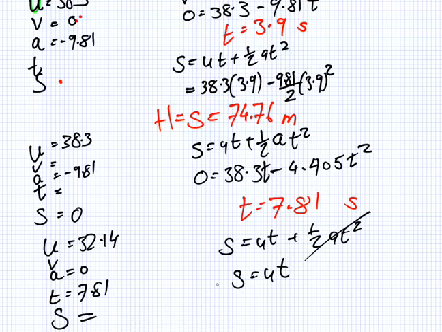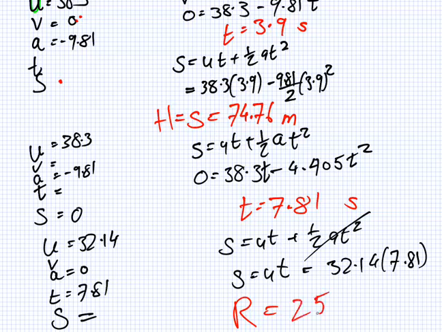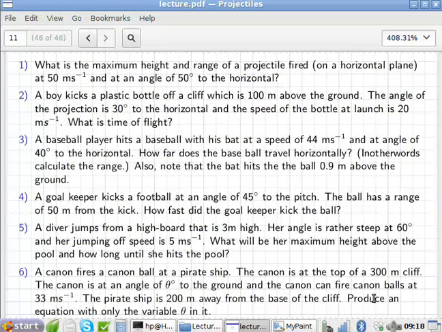So now you want to look at the horizontal. U is 32.14, V we don't know, A is 0, T we know now is 7.81, and S is what we want. So you can have S equals UT plus a half AT squared. The A is 0, so you have S equals UT, but the S is the range. So the range equals 32.14 times 7.81 meters. That's the range.